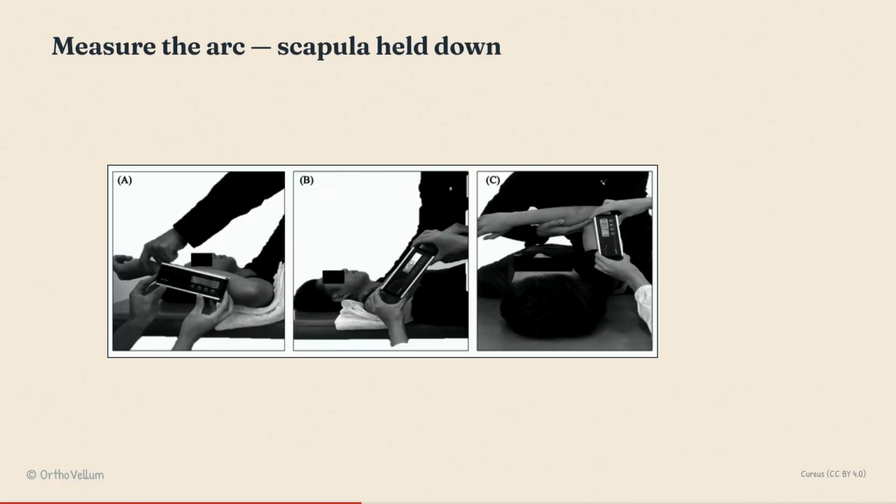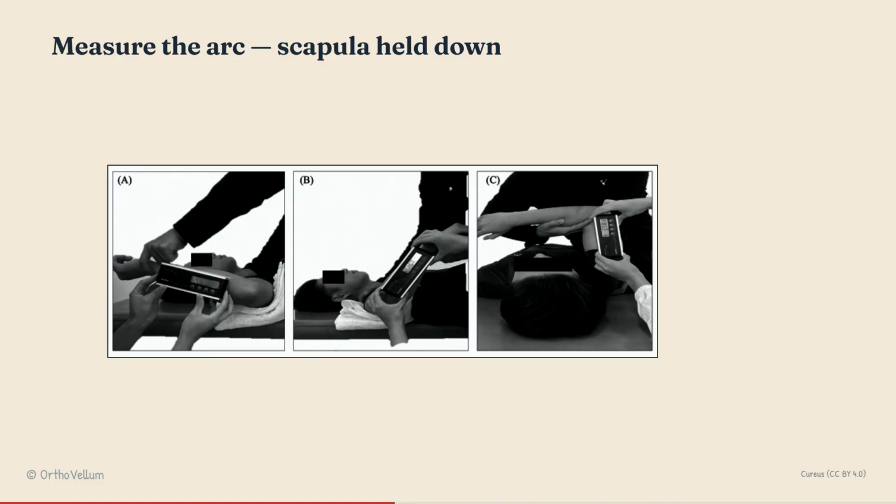This is the examination the whole diagnosis turns on. Supine, at 90 degrees of abduction, the scapula held down, otherwise scapulothoracic motion hides the deficit. Passive internal rotation, side to side. A loss greater than about 20 degrees without matching total arc loss defines the glenohumeral internal rotation deficit. And stiffness is measurable, not inferred.